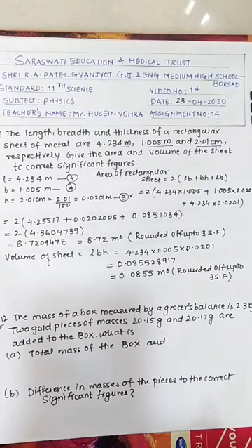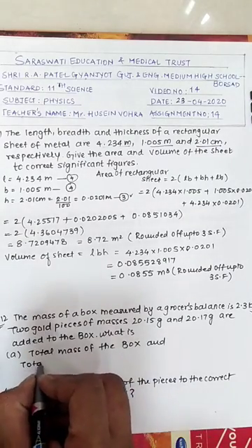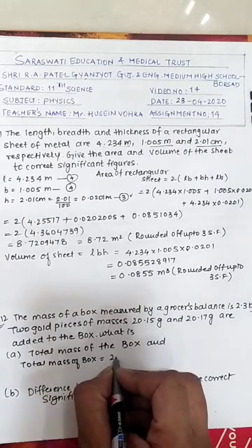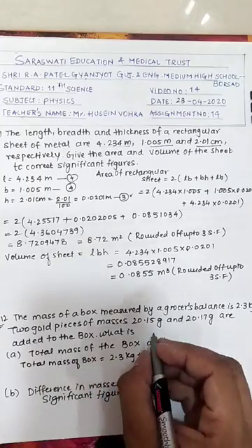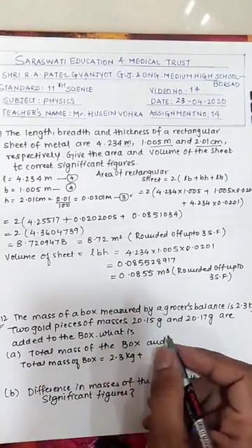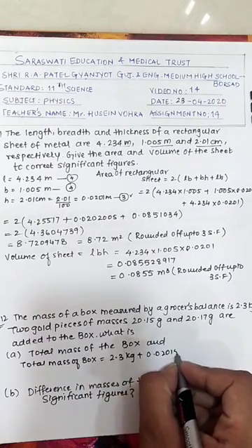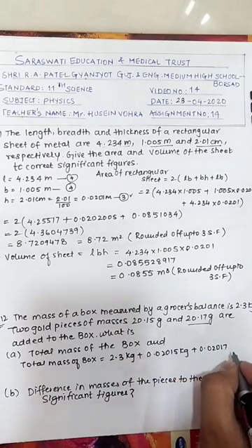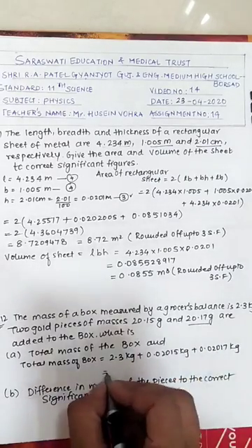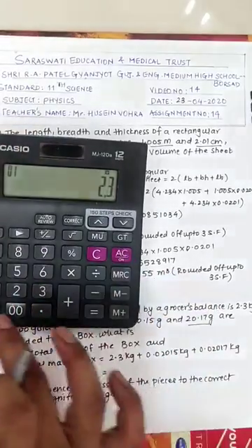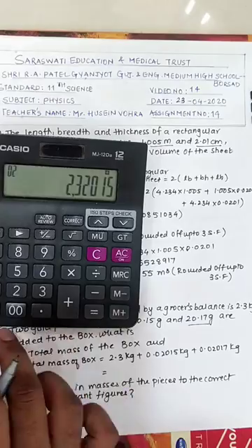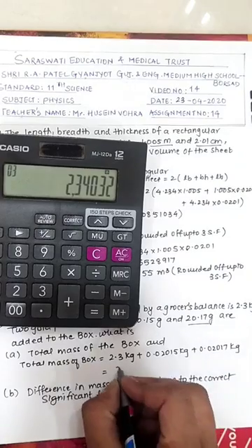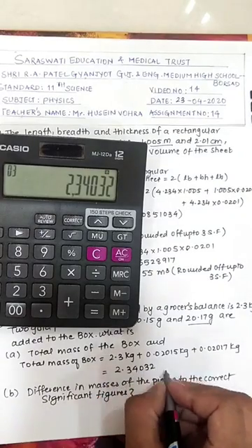So here you can write the total mass of the box after adding two gold pieces. Total mass is 2.3 kg plus, since you have grams, I can convert them: 0.02015 kg and 0.02017 kg. Is this clear? So my answer is 2.3 plus 0.02015 and 0.02017, which is 2.34032 kg. Is this clear?